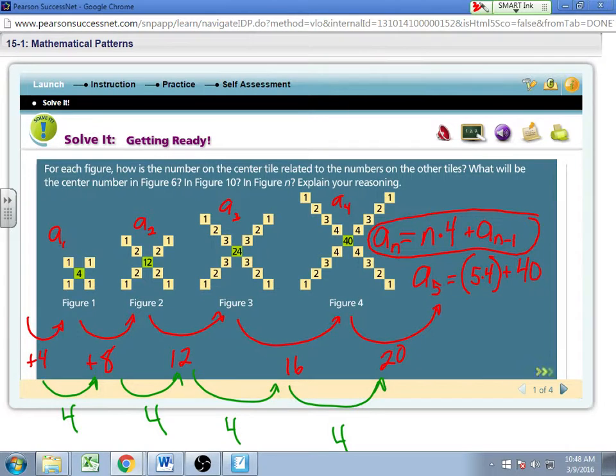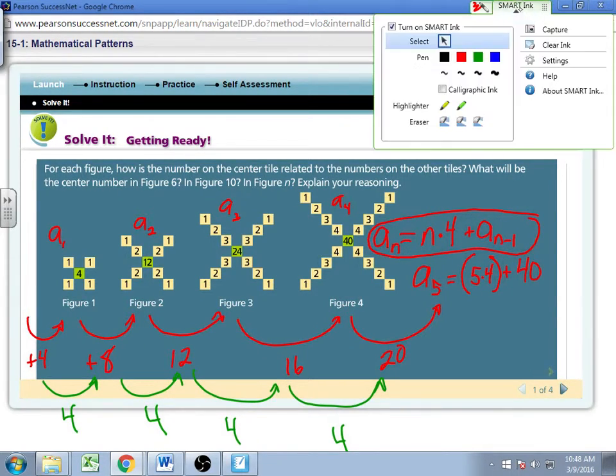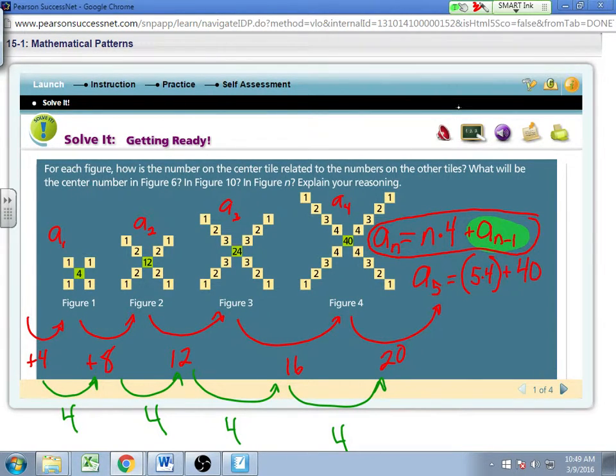Our two names are explicit, not as in curse words. Explicit meaning like you know exactly what's going to happen. And the other one is recursive. If this uses a previous value, would that be explicit or recursive? Recursive, because I have to know what that previous value is in order to be able to solve this.